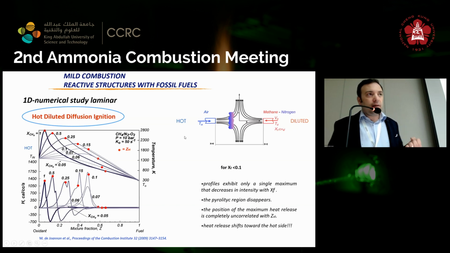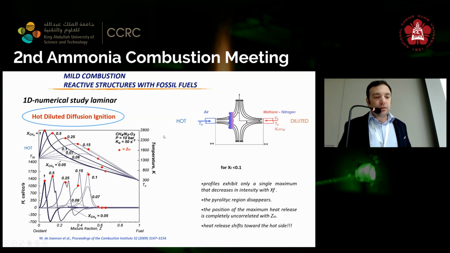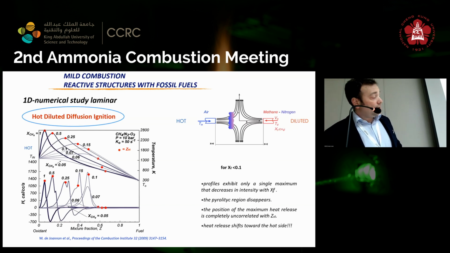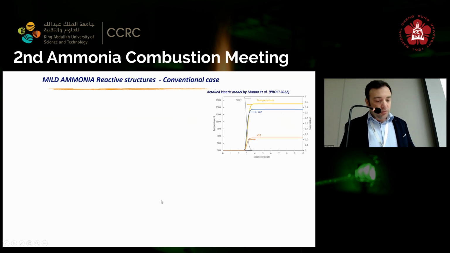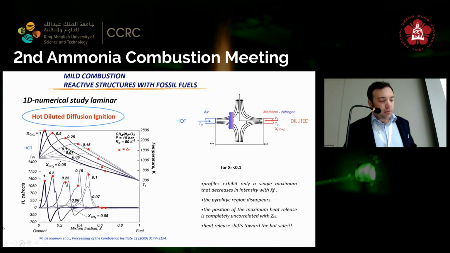So we obtained in the past these very peculiar results on a counterflow flame that we call diluted diffusion ignition, in order to distinguish this from a conventional diffusion flame, because we have several characteristics related to the enlargement or widening of the reaction zone, the depression of the pyrolysis region, and a sort of uncorrelation between the peak of heat release with respect to the stoichiometry.